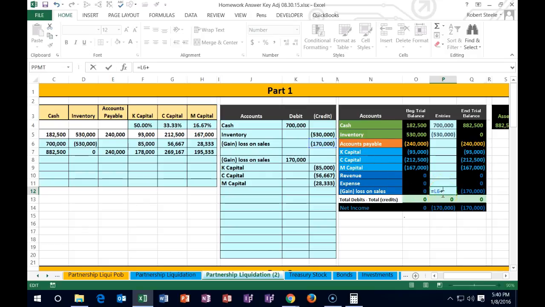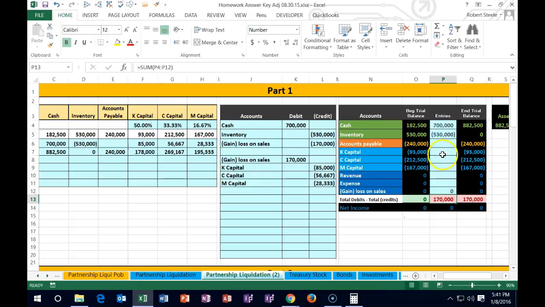I'm always going to select plus when we post to this trial balance section. Then we'll post this 170. That's a credit. This is a debit. Those are opposites. Going to make this go down to 0, which is what we wanted to happen. Now we're out of balance here.